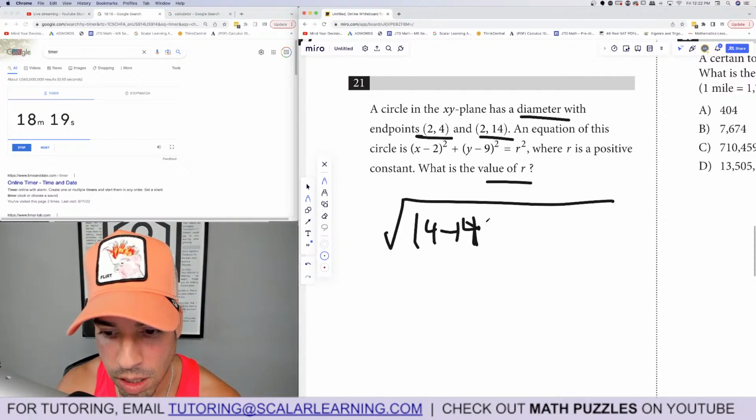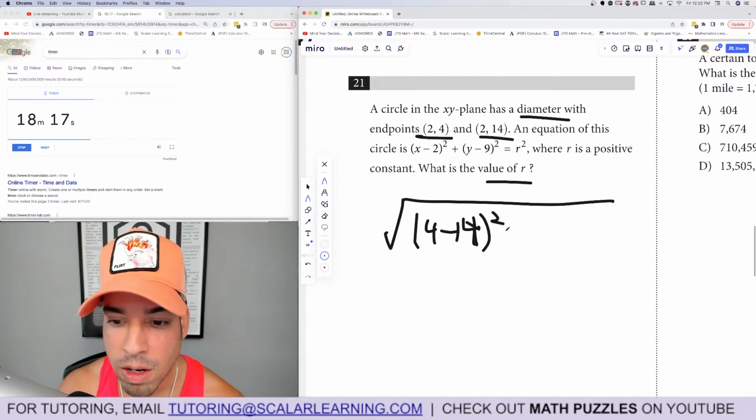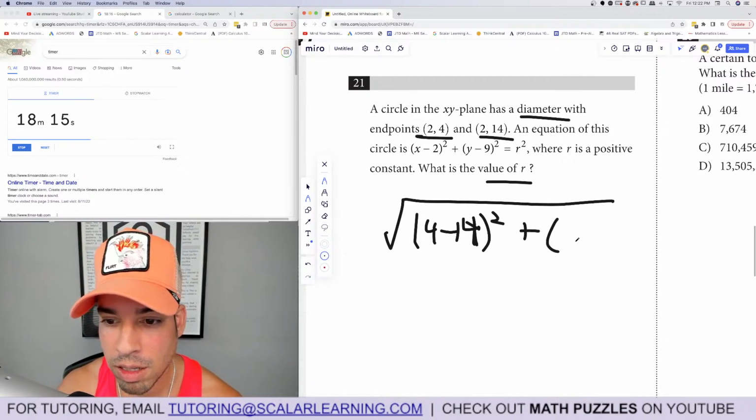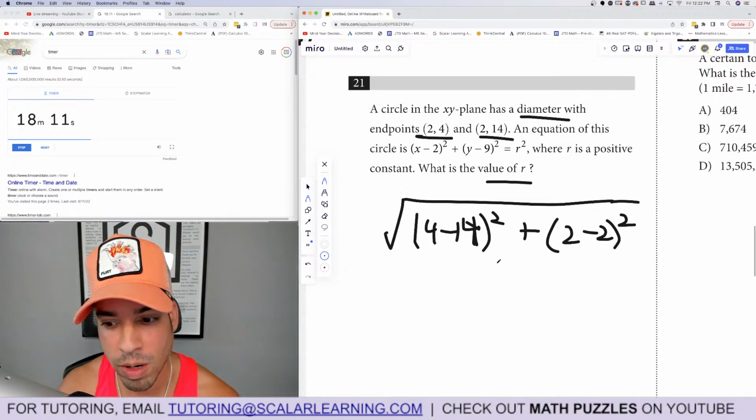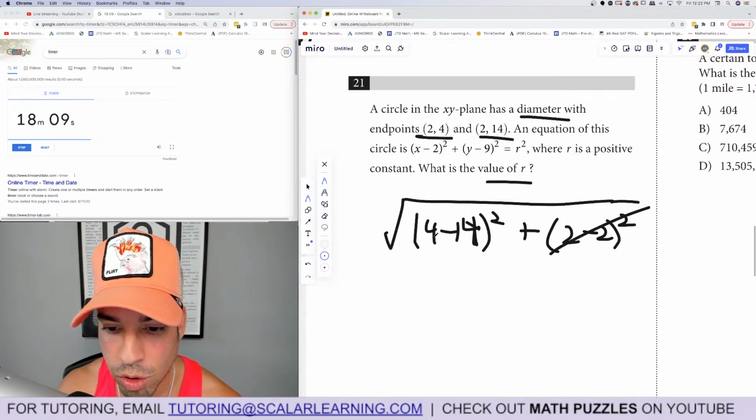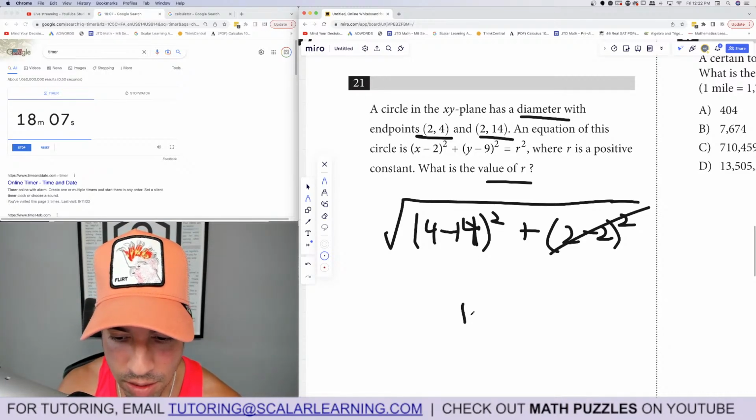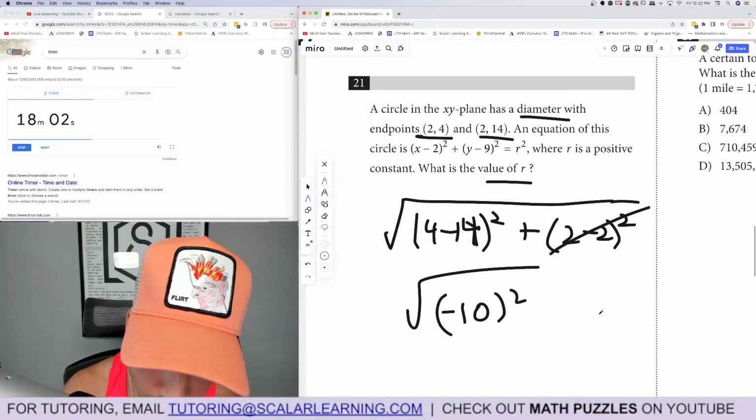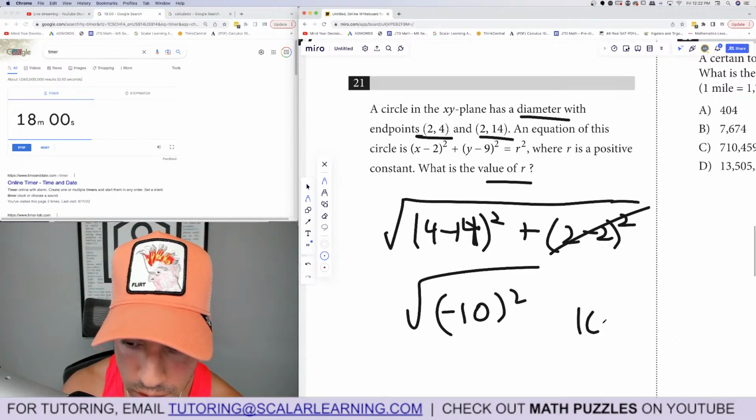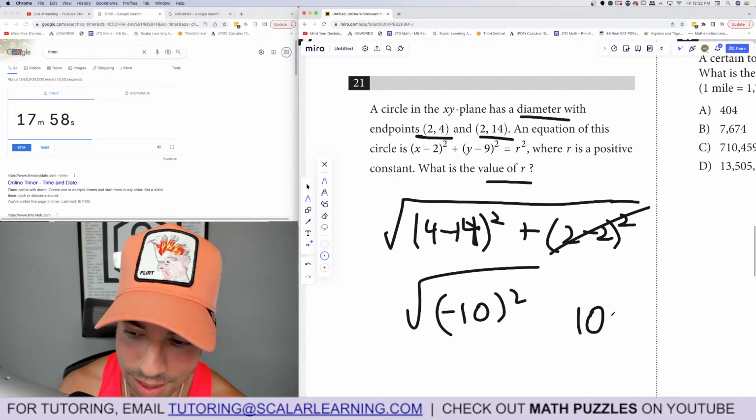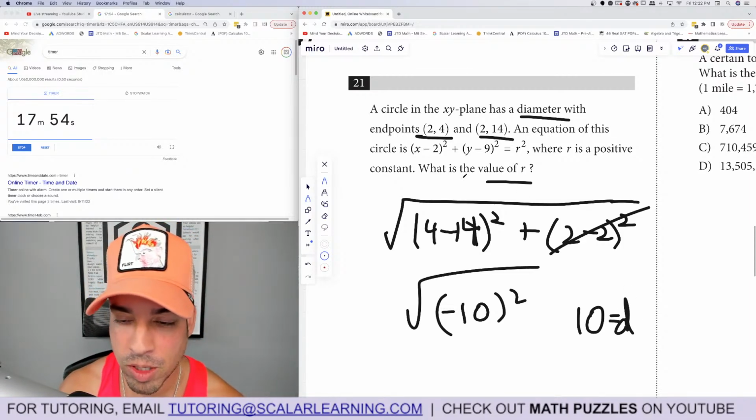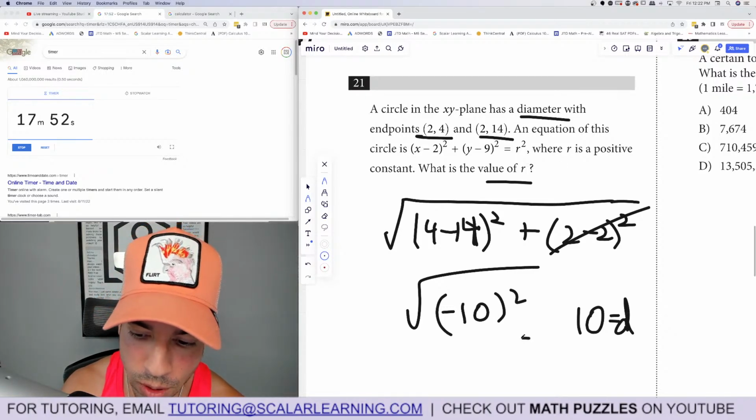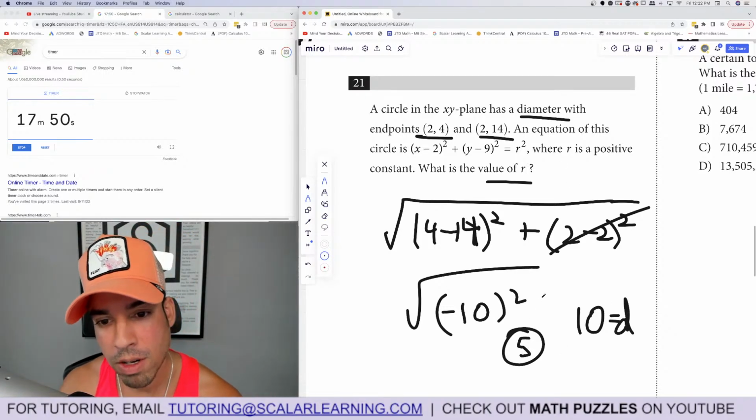Do you see how it's glitching when I'm drawing? Sorry. Plus the difference of the x values like this. And it doesn't matter if I do y or x first, right? Because you're adding. That's 0. That goes away. 4 minus 14, that's negative 10 squared, which is obviously 100. Square root of 100 is 10. So this is the distance, or this is the diameter, right? So if the diameter is 10, the radius is half of that, which is 5.